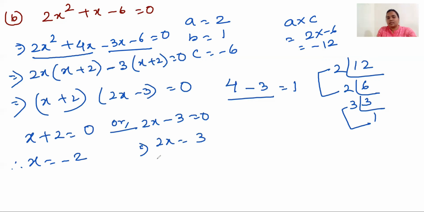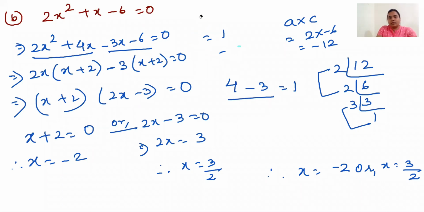Don't forget to give the implies that sign. Therefore, x is equal to 3 by 2. Therefore, x is equal to minus 2 or x is equal to 3 by 2. Let's erase this so it will be clear to you. So this is the solution.